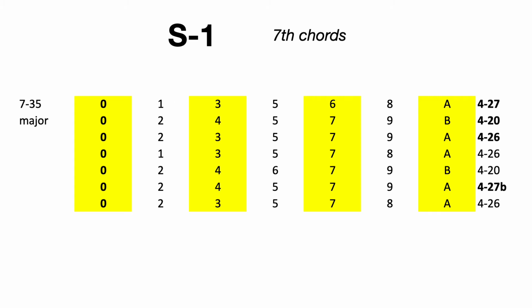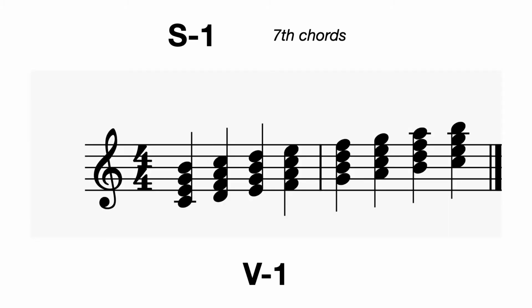So if we look at this seventh chord and create a chord scale from voicing group 1, this is the S1 chord structures, the seventh chords, and they sound like this. Now, this is, of course, not functional. This is just a chord scale.